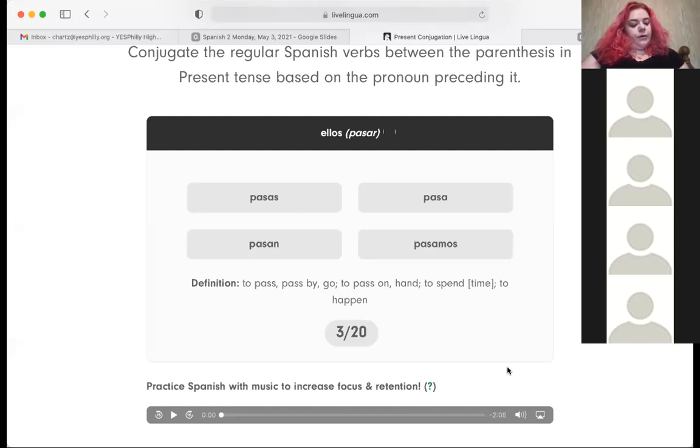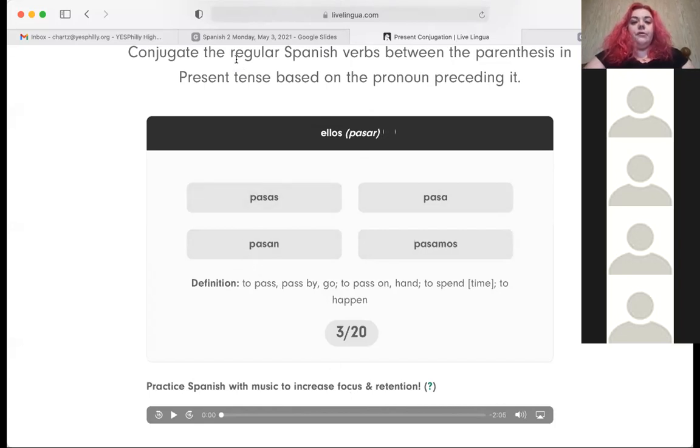Hi, Deja. How are you? Hey, I'm fine. So right now we're just doing an activity here with the regular conjugations. We have ellos, that's our subject, and the verb is pasar. So we're just picking the right conjugation here.